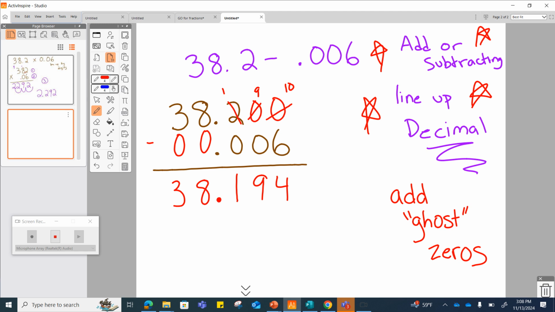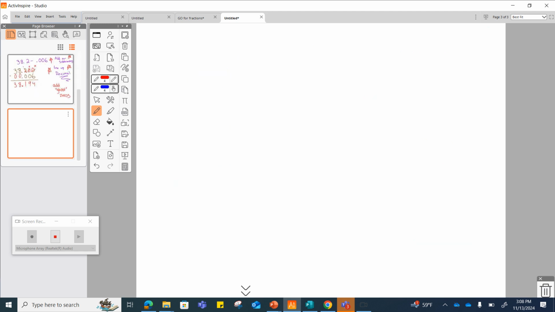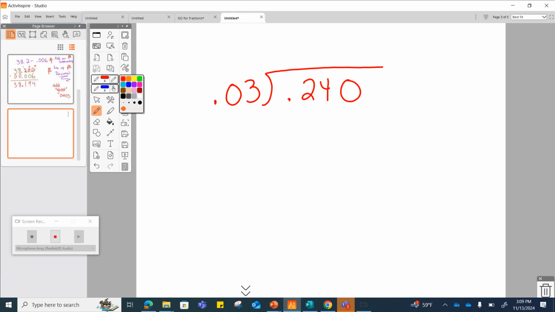Next problem. 0.03 divided into 2.4. I cannot have a decimal in my divisor. So to move that out, I'm going to move that 2 spaces. Again, we're doing that same thing for multiplication or division. So here I'm going to move it 2 spaces. So my new decimal is here. I'm going to place my decimal there.